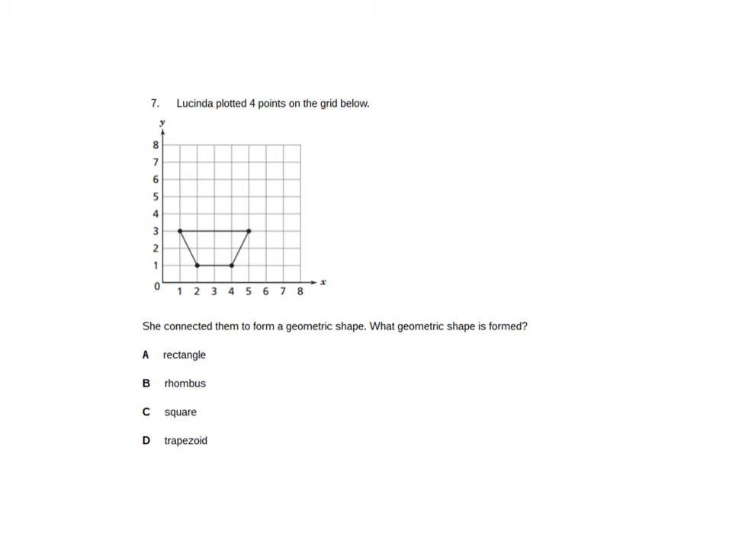Lucinda plotted 4 points on the grid below. She connected them to form a geometric shape. What geometric shape is formed? Well, let's look at our shape. Our shape has 1, 2, 3, 4 sides, so we know our shape is a quadrilateral. Let's see, what else do we recognize about our shape here? Our shape has 2 sides that are parallel, so our shape is a trapezoid.